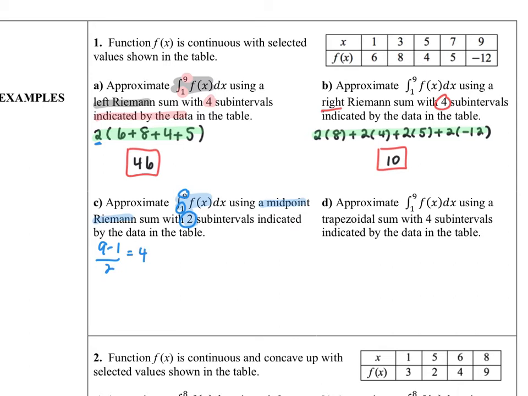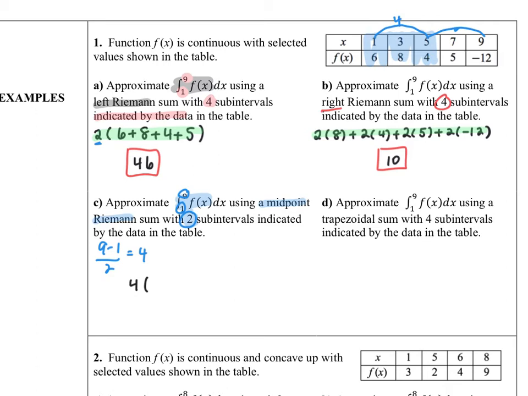So when I look at my table, my first subinterval is going to go from 1 to 5, so it's going to be 4 units in length, and subinterval number 2 goes from 5 to 9, and it also is 4 units in length. So my 2 intervals, here is one of them, and then the second one goes from 5 to 9. Notice now I have 3 choices for the height of my rectangle. The number on the left, of course, is for your left Riemann sum. The number on the right is for your right Riemann sum.